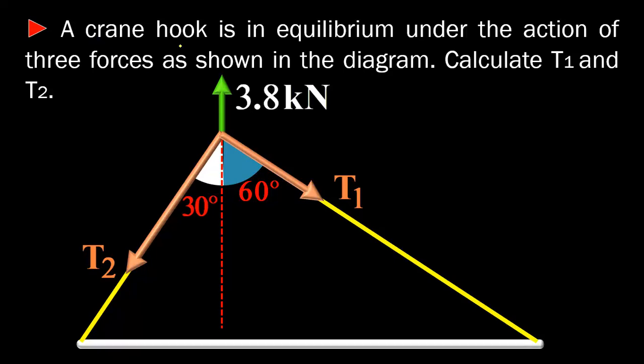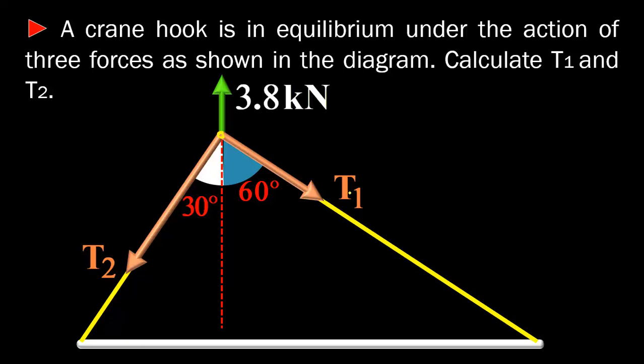A crane hook is in equilibrium under the action of three forces as shown in the diagram. Calculate T1 and T2. Okay, I have a horizontal bar connected with two ropes to the hook here. Tension of the hook is 3.8 kilonewtons and tensions of the two ropes, right and left, are T1 and T2 respectively, with given angles.